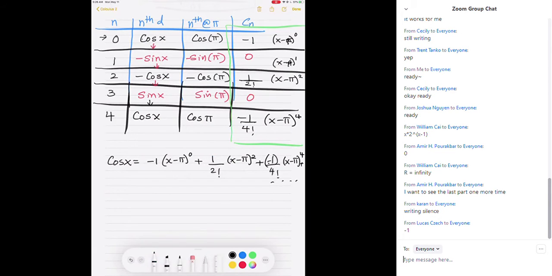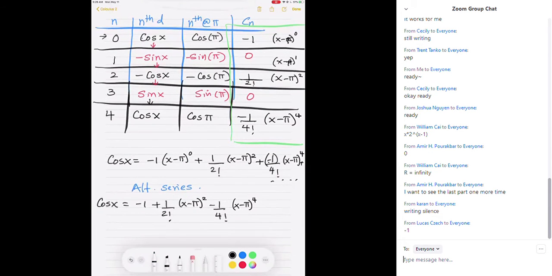So what is the first thing we observe? It's an alternating series. Why? And I'm going to write it carefully here. So it is cosine x, which is negative 1, plus 1 over 2 factorial, x minus pi squared, minus 1 over 4 factorial, x minus pi to the 4th. I can assure you, because we go all the way back, this is going to be negative 1 over 6 factorial, right? Because the fifth one is going to be sine x, so it's going to be 6 factorial, x minus pi to the 6th, and so on and so forth.